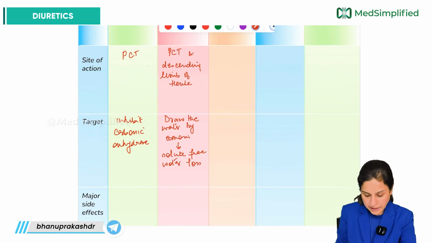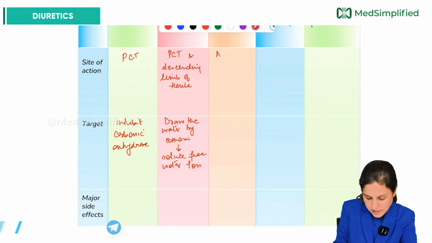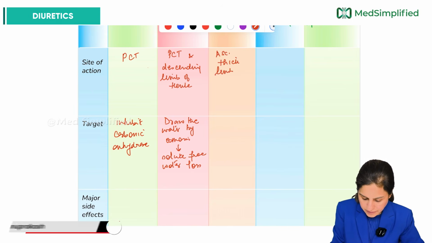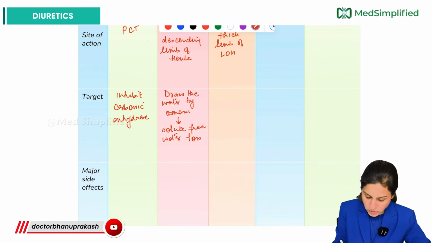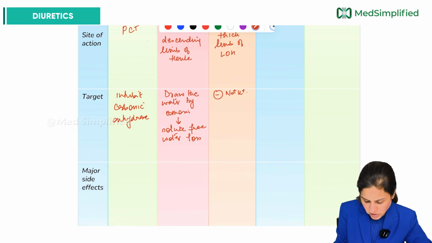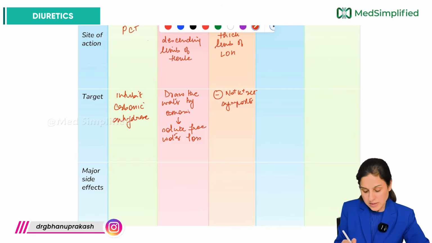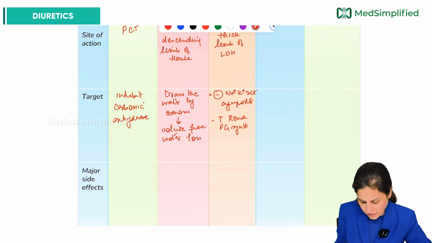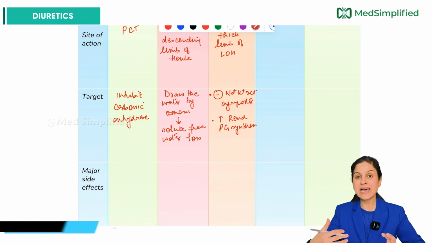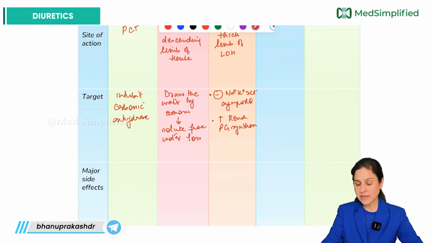The third, the loop diuretics, act at the loop of Henle, the thick ascending limb of the loop of Henle. What is the target site? They inhibit the sodium, potassium, 2-chloride symporter. Apart from this, they also increase renal prostaglandin synthesis. Because of this, they enhance the renal hemodynamics; they cause vasodilatation and so on.